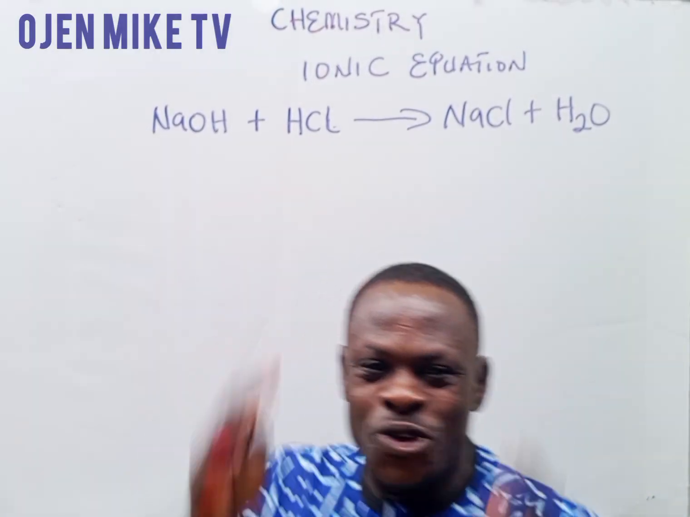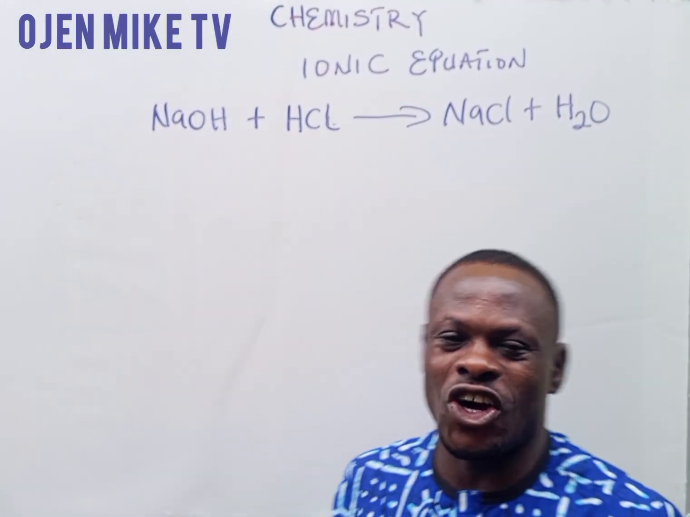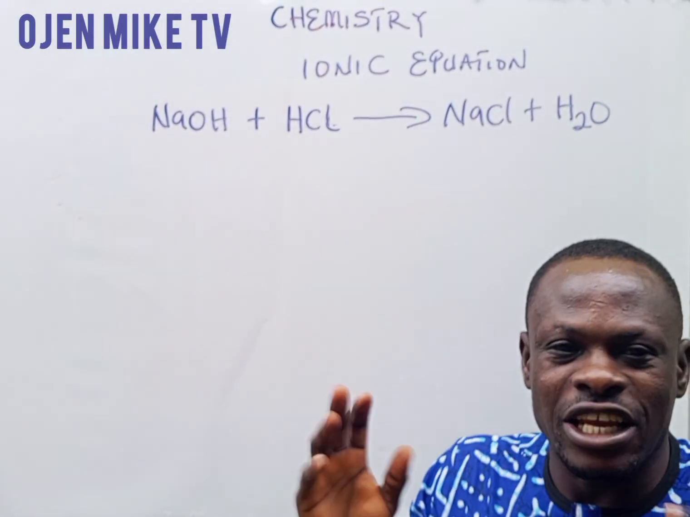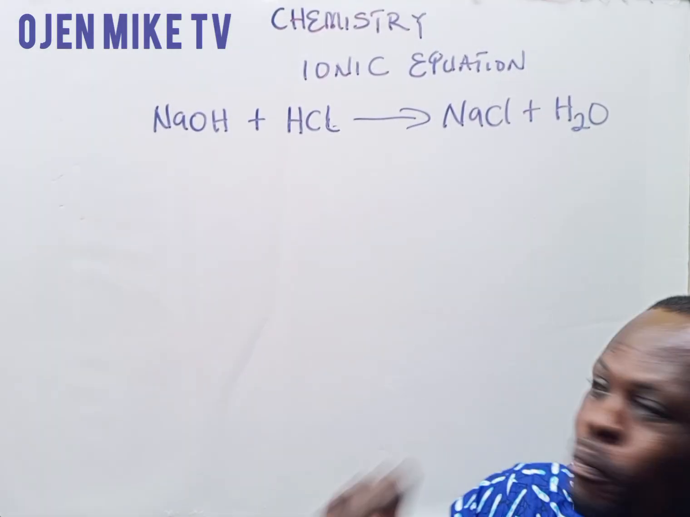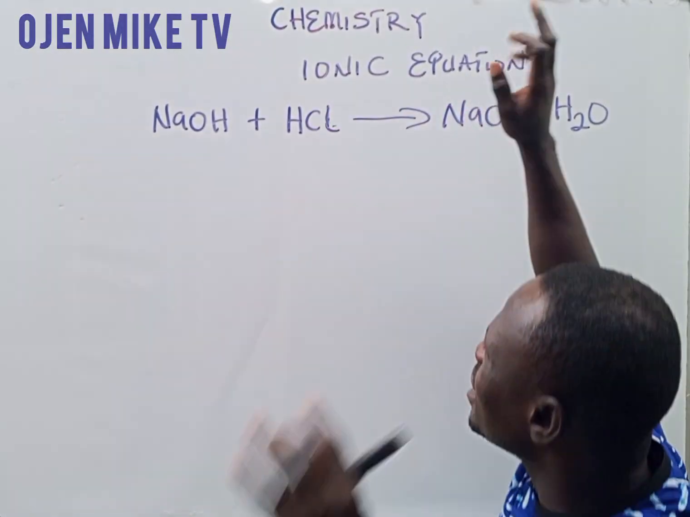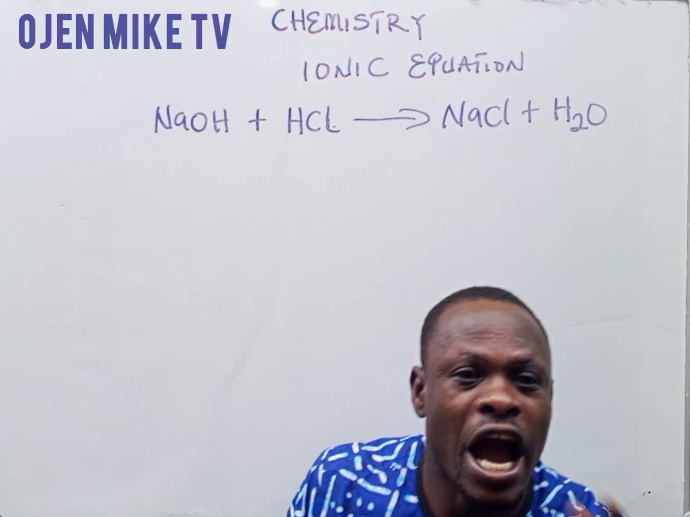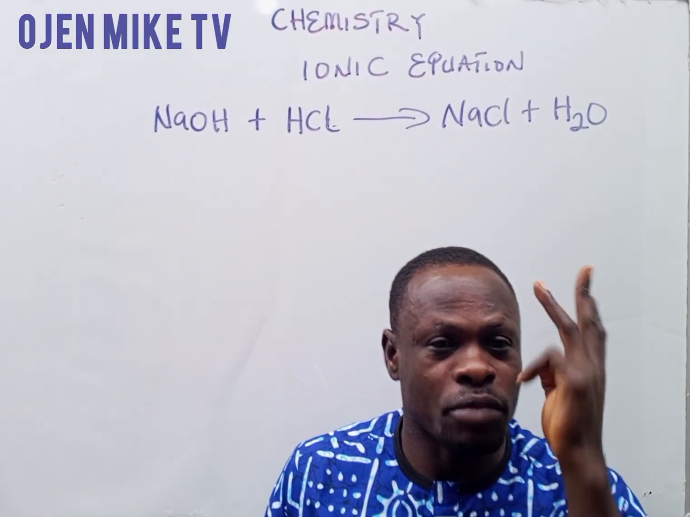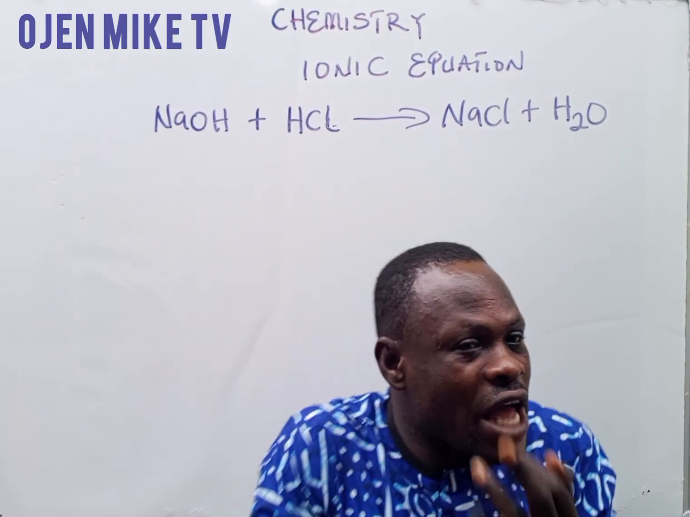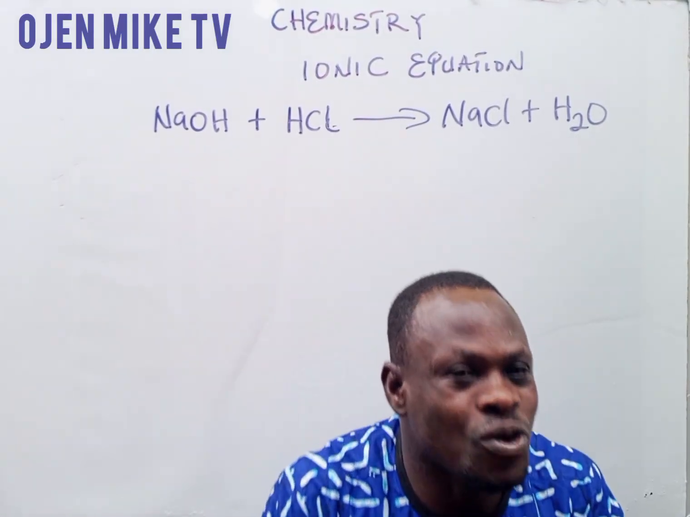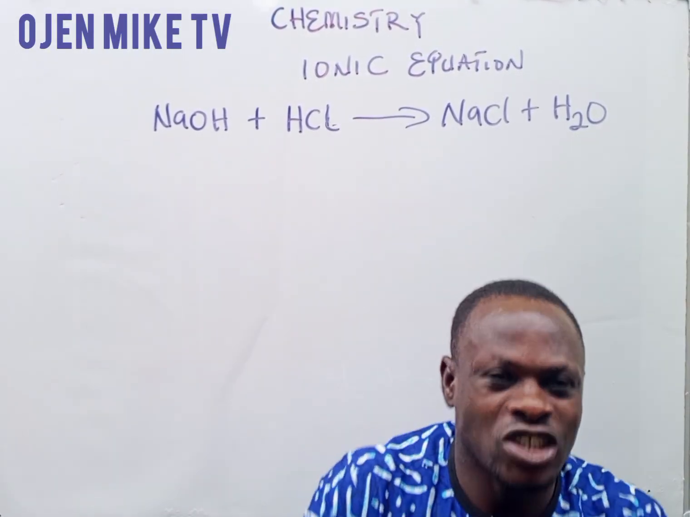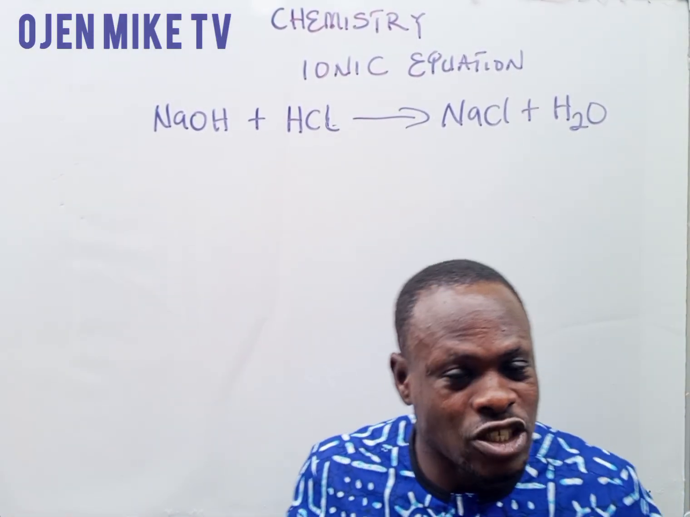Hello viewers, you are welcome to another brand new edition of balancing of chemical equation. Today we want to balance what we call ionic equation. Remember, in chemistry, we have three major types of equation: molecular equation, ionic equation, and redox equation. Have you learned how to balance all of them?